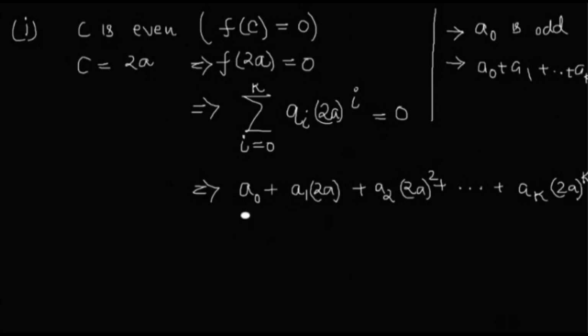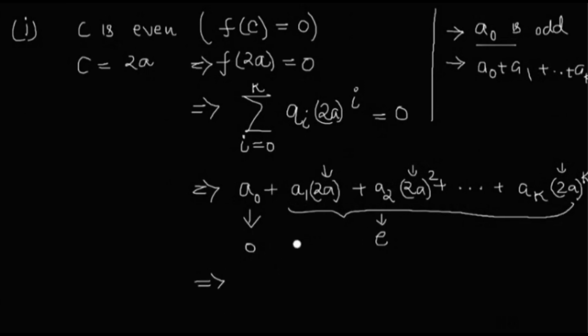So the trick here is, this a naught is odd from here, right? So this is odd. Now if you check, this part is even because it has a 2 in all of them. Okay. So an even and an odd number always sum up to become an odd number. But according to the question, this is an even number, which is zero. Zero is even. This is not possible. This is a contradiction. It's very simple. You don't have to think anything else. This is a contradiction.